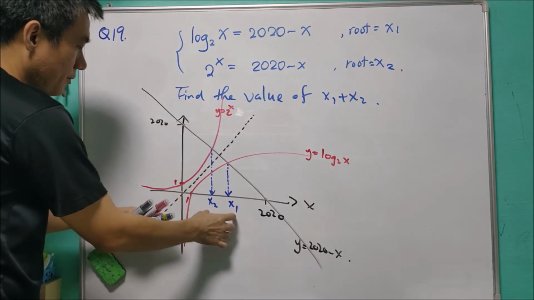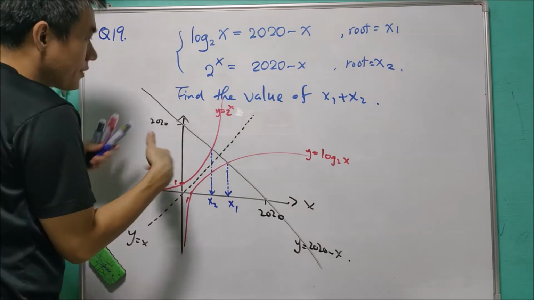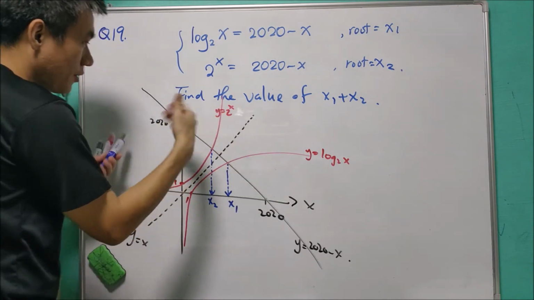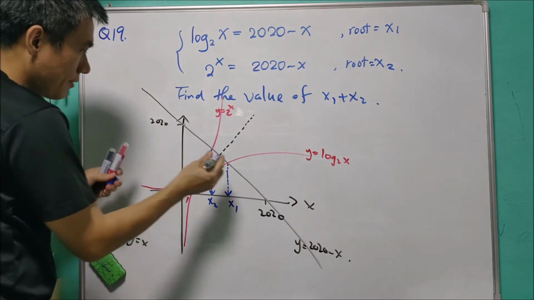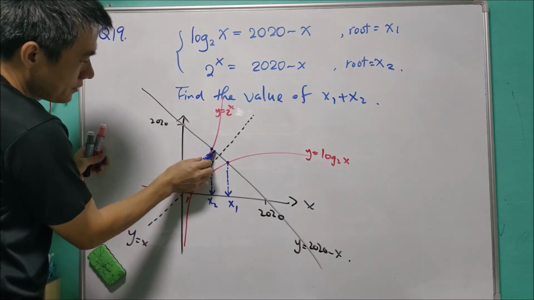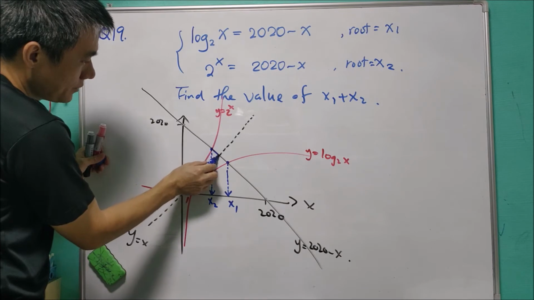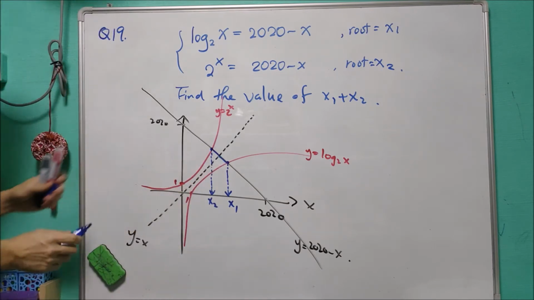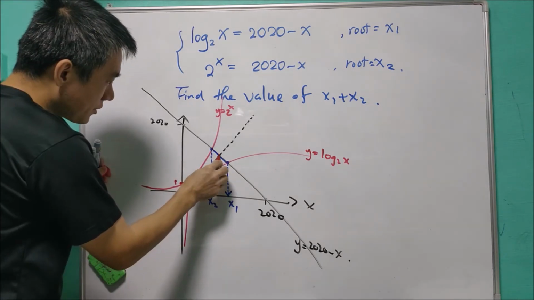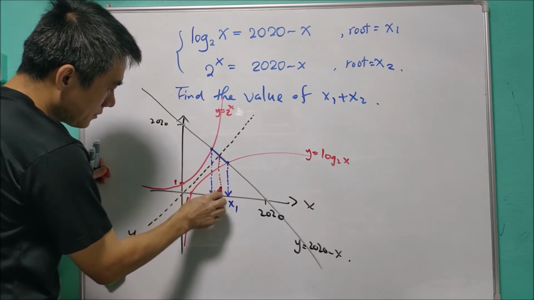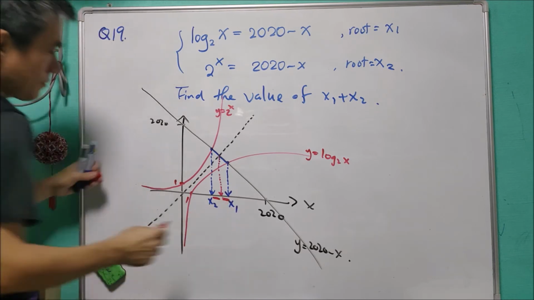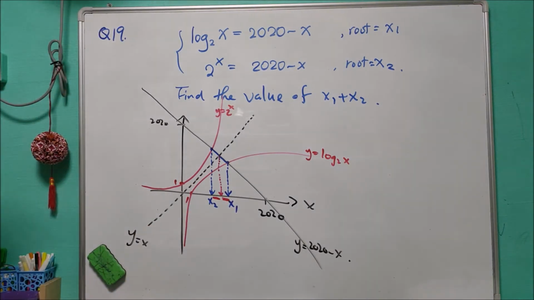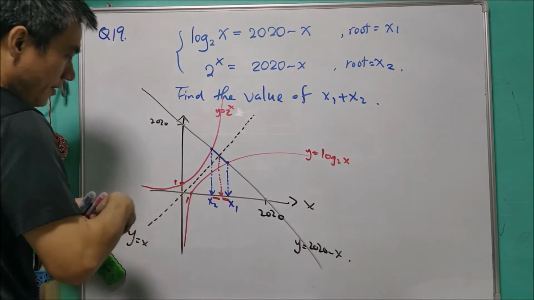We are asked to find the sum of these two values. With the fact that these two are inverses of each other, they are symmetric about y equals to x, and therefore the length of these two segments is actually the same. Using the idea of similar triangles, it will mean that the length of these two segments must also be the same. And we have to know what this value here is.